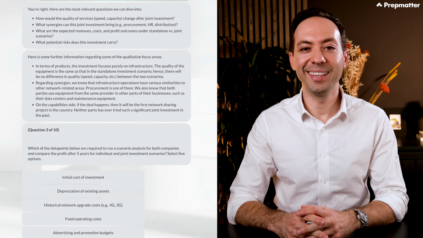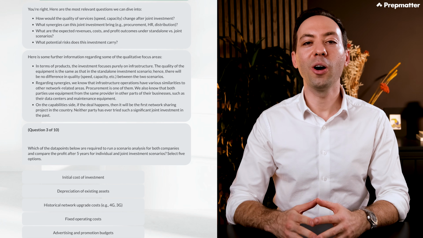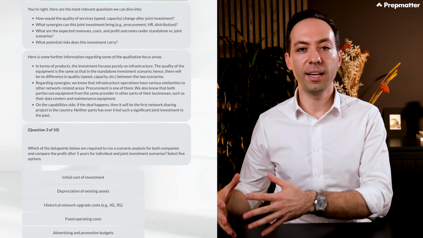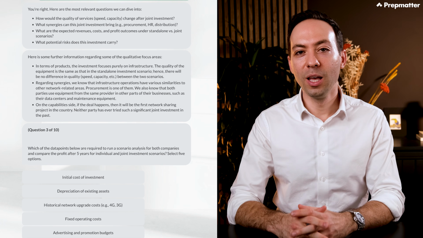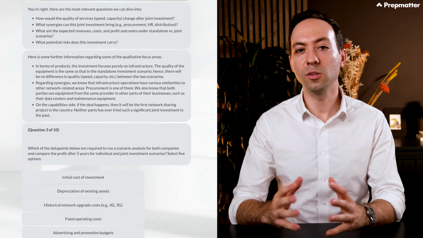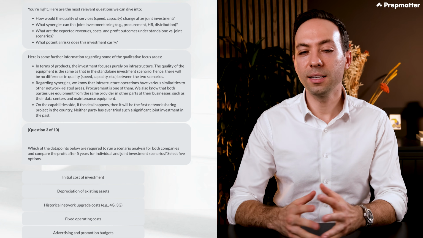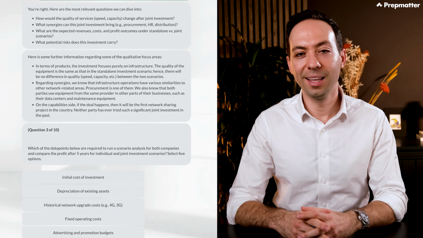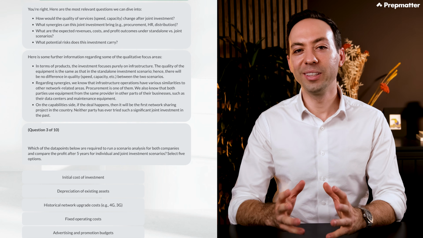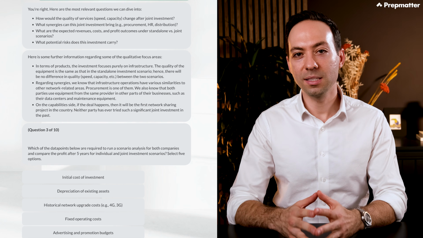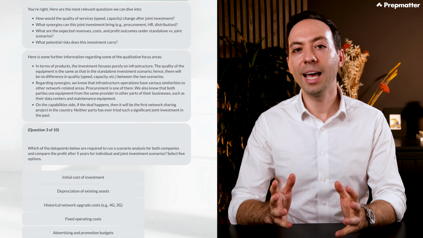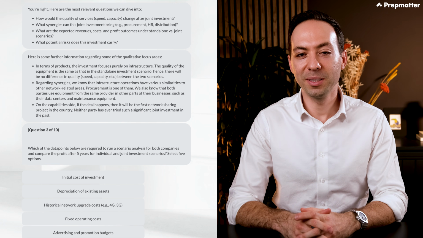Let's read the second bullet point. Regarding synergies, we know that infrastructure operations have various similarities to other network-related areas. Procurement is one of them. We also know that both parties use equipment from the same provider in other parts of their business, such as their data centers and maintenance equipment. Great. This confirms that they will save on costs. Lastly, on the capability side, if the deal happens, then it will be the first network sharing project in the country. Neither party has ever tried such a significant joint investment in the past.